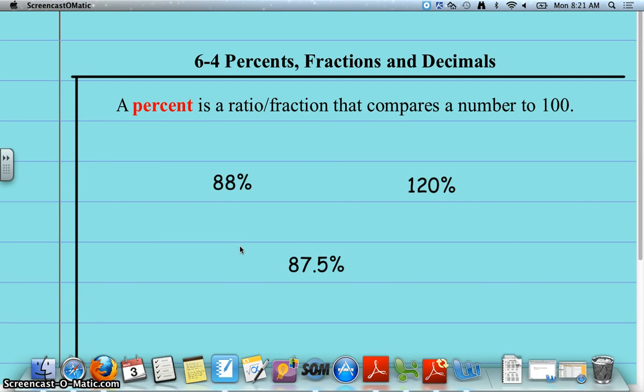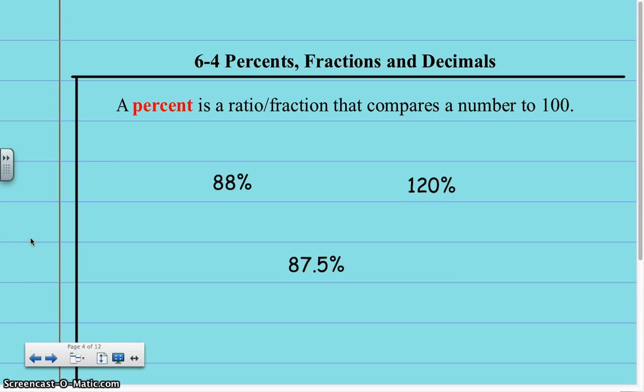Learning in 6-4 about fractions, percents, and decimals. It is something we have been exposed to in 6th grade, and we're going to re-expose ourselves this year in 7th. So, a vocab word that you need to be super familiar with is the word percent. A percent is a fraction that compares a number to 100. It is part of 100.